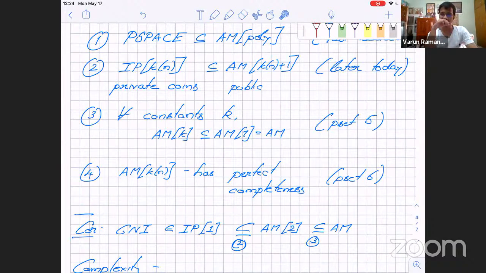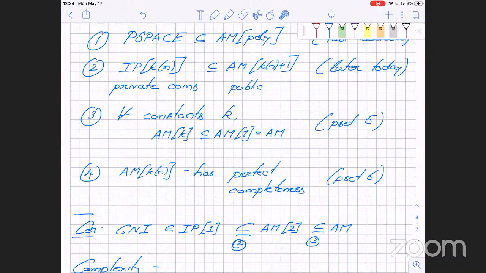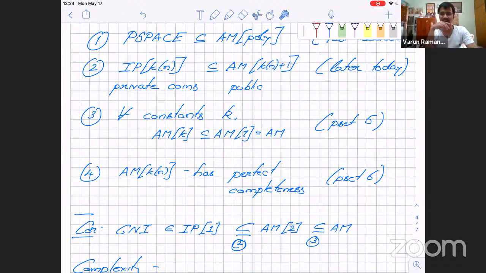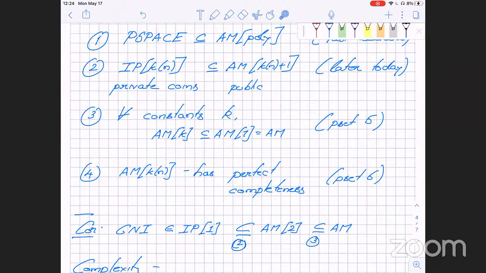So this proof is giving us evidence that graph non-isomorphism is expected to be easier than NP-complete problems, right? So graph isomorphism. I do not know what you mean by easier. It cannot be NP-complete, is what it says. There is no Karp reduction from all of NP to graph isomorphism. We don't expect that to be the case.